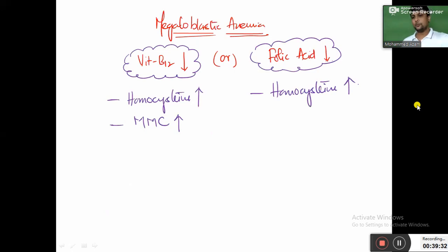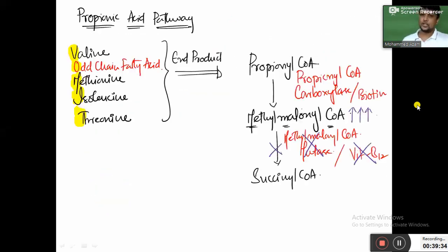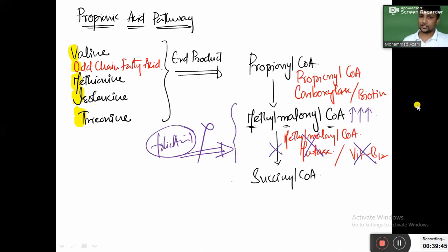Now please look at the second reaction here. In this second reaction, my dear friends, do you find any role of folic acid here? No. We don't have any role of folic acid here. That means MMC level will not increase. In folic acid deficiency, MMC, methyl malonyl CoA, will remain normal.